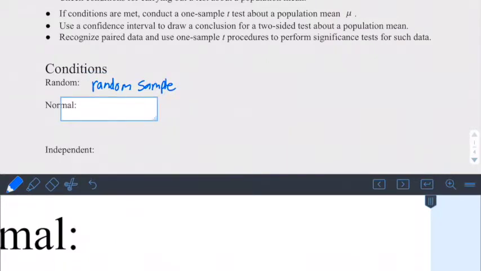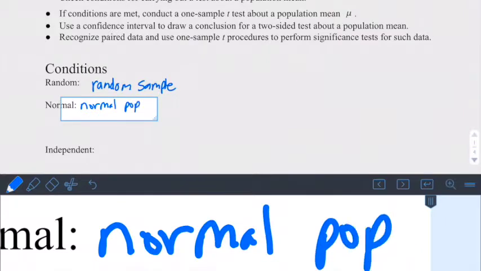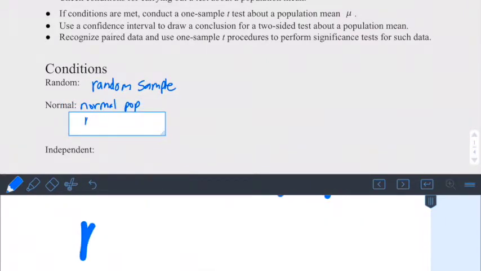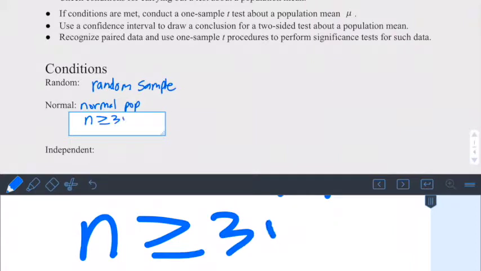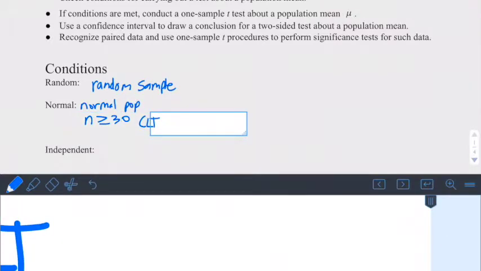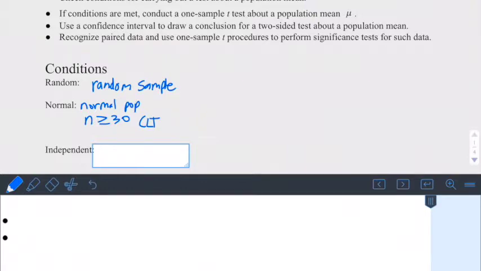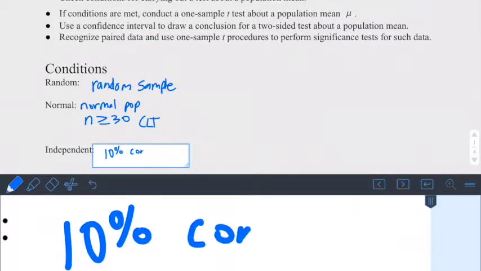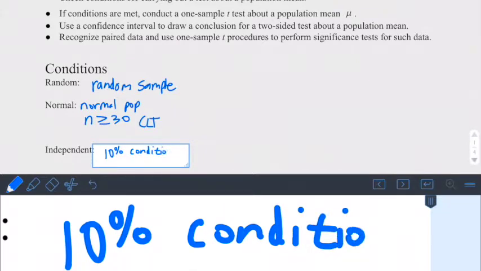Our normal condition is a little different. Remember, if it comes from a normal population, then our sampling distribution is normal. Or if n is greater than or equal to 30, remember, then by the central limit theorem, our sampling distribution will be approximately normal. Our independent condition is still the same. Either it's an independent sample or we follow our 10% condition, which is most of the time.